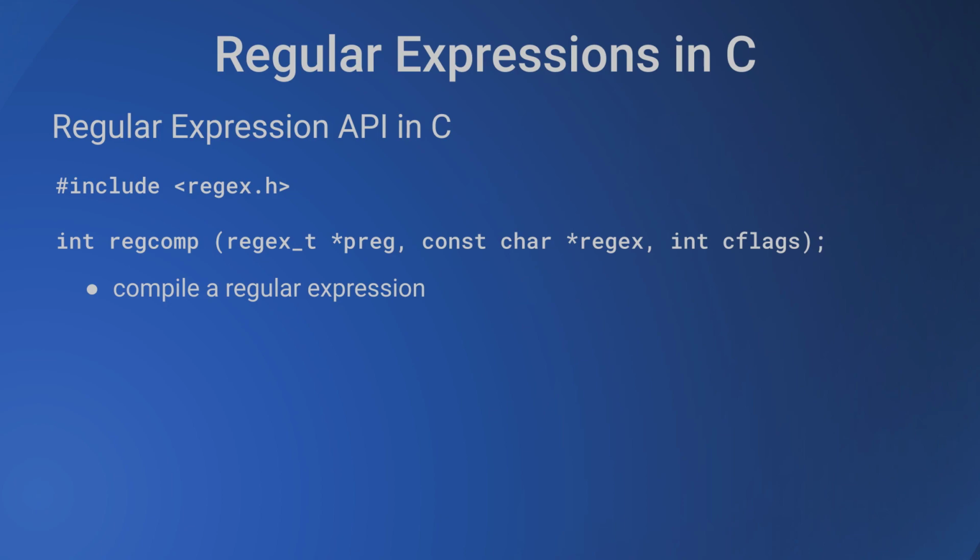It has 3 parameters. The first is preg, which is a pointer to a regex_t structure. The caller needs to allocate memory for this buffer and pass a pointer to it as preg. Regcomp returns the compiled version of the regular expression in the buffer. The second parameter is regex, and the third is cflags. Cflags is a bitwise OR of 0 or more flags. There are 4 flags. The first is REG_EXTENDED.